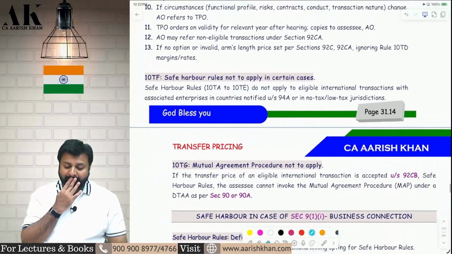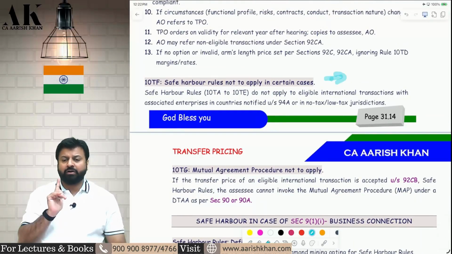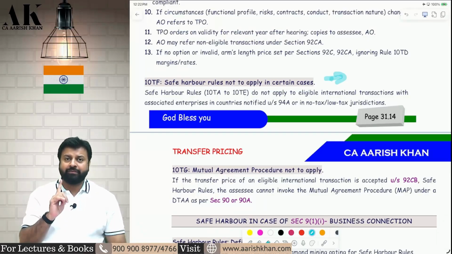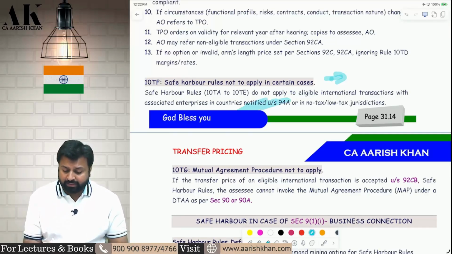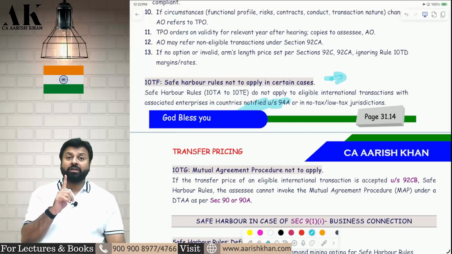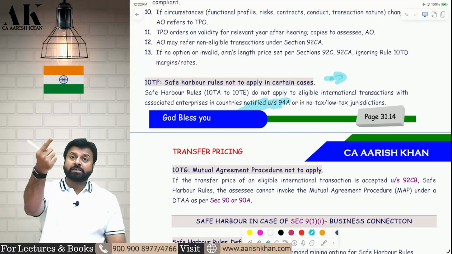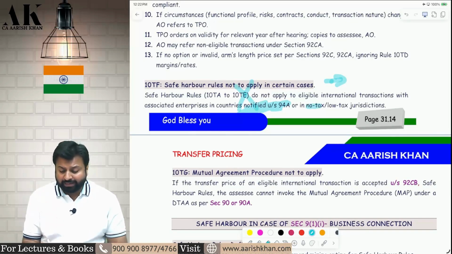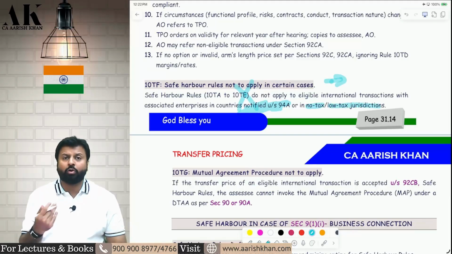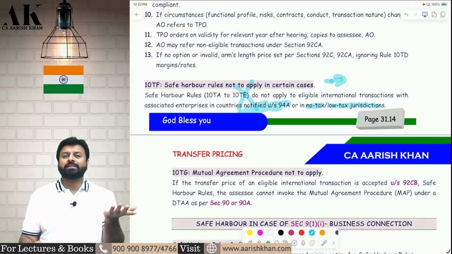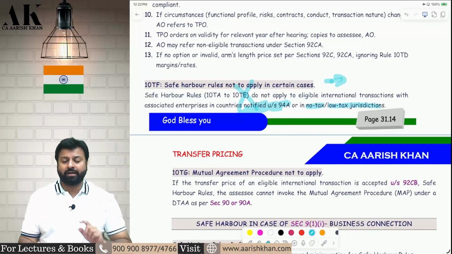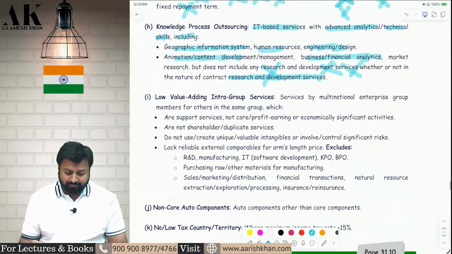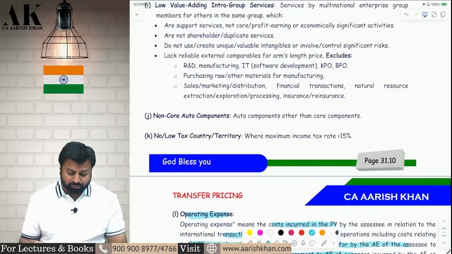Last one or two points over here. Very important point: Rule 10F. Very important for the exam. Be very careful. Safe harbor rule is not applicable in some cases. If you do a transaction with a person located in a notified jurisdictional area (NJA), safe harbor rule is not applicable. Or if you are doing a transaction with a person located in a no tax or low tax jurisdiction. No tax means there is no tax in that country. What do you mean by low tax? Low tax means the maximum tax in the other country is less than 15%. That will be called a low tax jurisdiction.